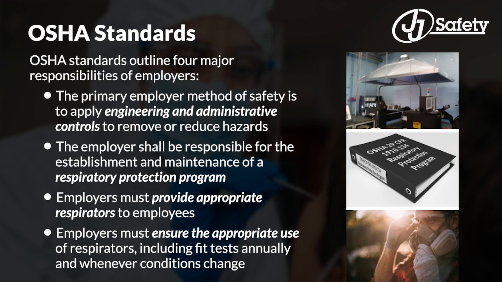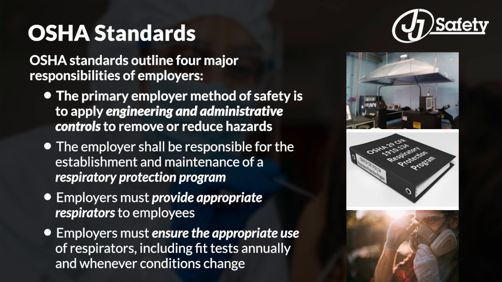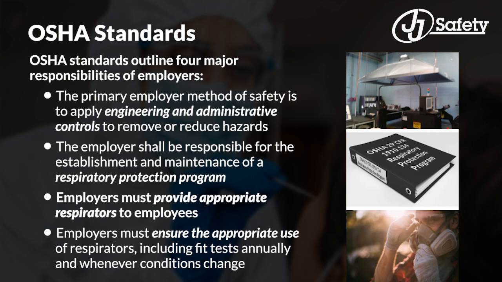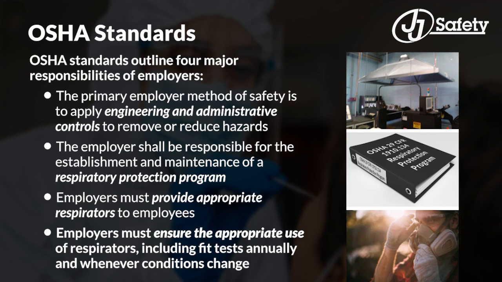OSHA Standards. OSHA standards outline 4 major responsibilities of employers. The primary employer method of safety is to apply engineering and administrative controls to remove or reduce hazards. The employer shall be responsible for the establishment and maintenance of a respiratory protection program. Employers must provide appropriate respirators to employees. Employers must ensure the appropriate use of respirators, including fit tests annually and whenever conditions change.